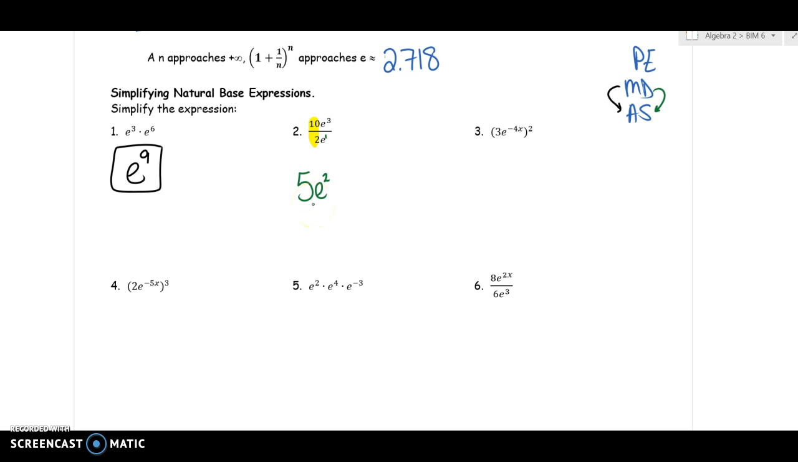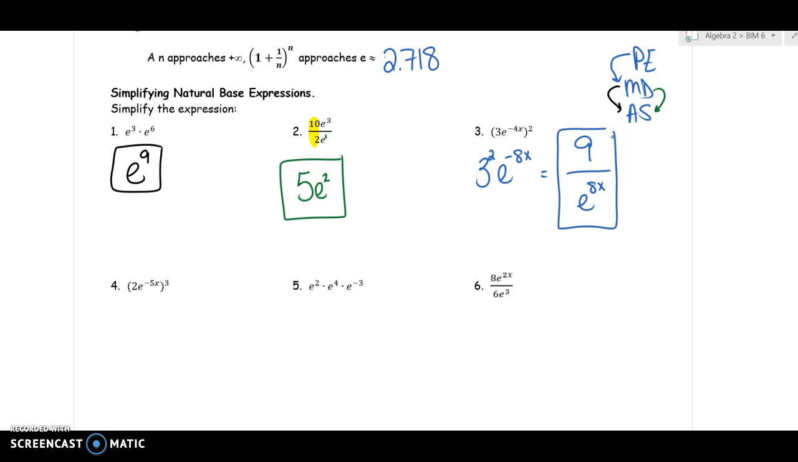In number 3, when we see parentheses, we are going to multiply our exponents. So the 3 gets an exponent of 2, and then for e to the negative 4x, we have to multiply negative 4x times 2 to get negative 8x. Can we have negative exponents? No. So e to the 8x goes to the bottom, and 3 squared is 9.